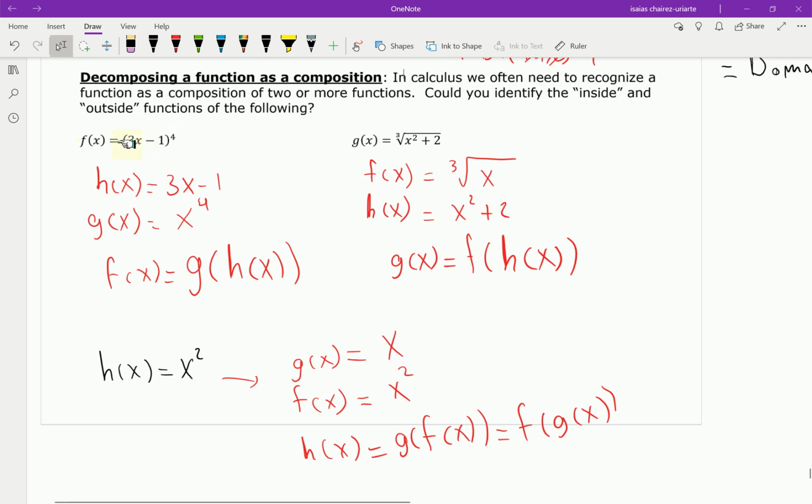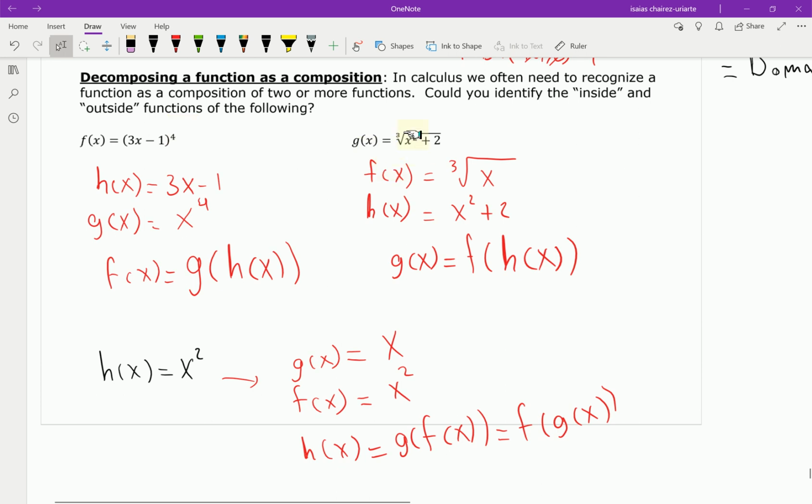So let's think about this first function, f of x. I want to think about it as a function inside another function. So I'm going to come up with two new functions. One of them is called h of x, the other one is g of x. I'm saying that h of x is equal to 3x minus 1, and g of x is equal to x to the fourth. What I claim is that the function f of x is equal to g of h of x. I hope that you agree. I am plugging h into g, so I am plugging 3x minus 1 into x to the fourth, and I get what I started with. I hope that makes sense.